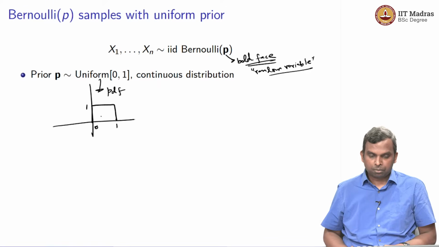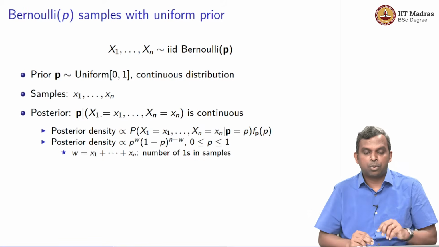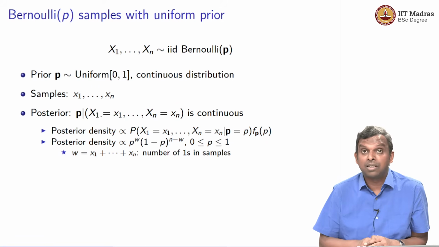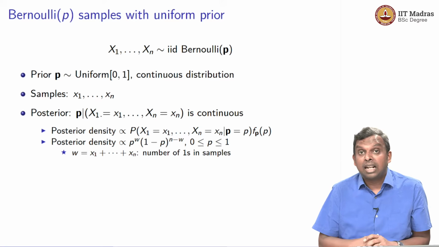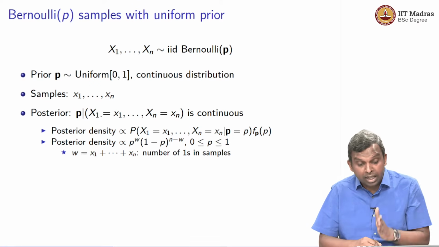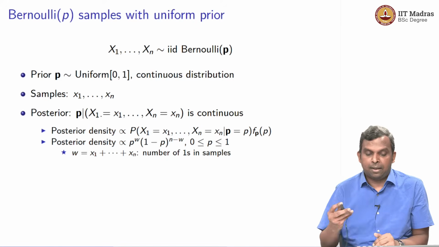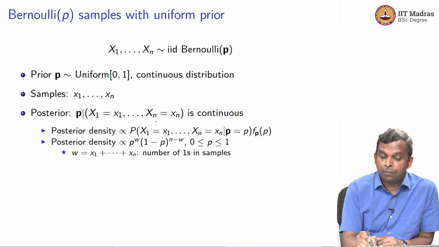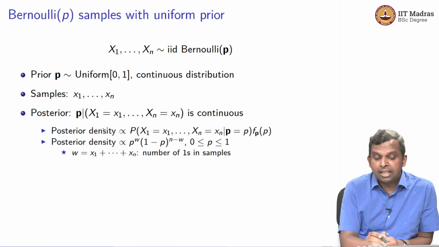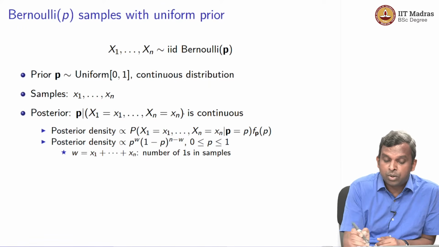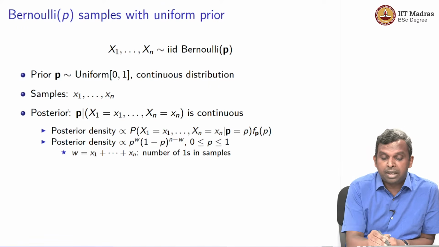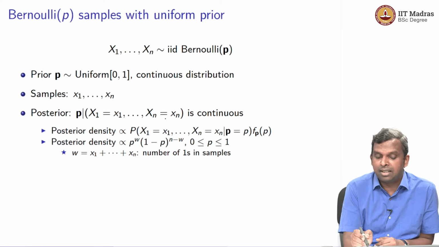That's the Bayes rule. Supposing you observed samples small x1 to small xn. The posterior asks for the conditional distribution of p given that I observed these samples, X1 equals x1, Xn equals xn. So this is a conditional distribution. We know that the posterior density, and remember this will again be continuous, so it will have a density. So this p given this will be a density.